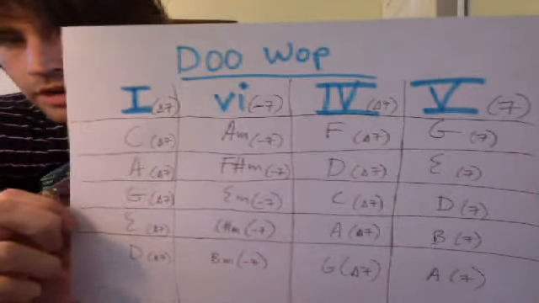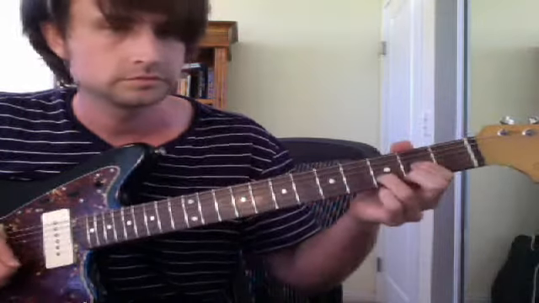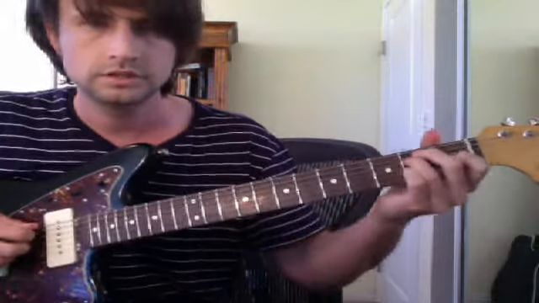So here's the first key, C, C, A minor, F, G. And the next key I would learn is A major, so we've got an A chord, A major, F sharp minor, D major, E.